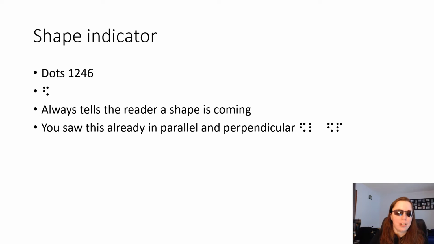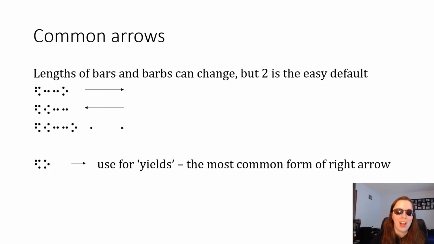The shape indicator is dots 1, 2, 4, 6. That's the same as an ED contraction in UEB. And you've already seen this probably a couple times in indicators for things like the parallel symbol or the perpendicular symbol in geometry. We're going to use it to make all of our common arrows.